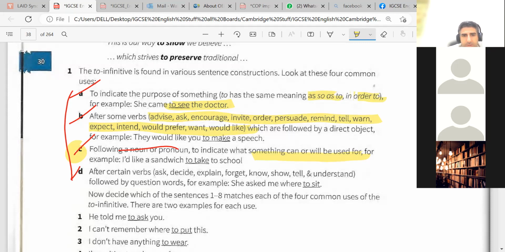Okay, guys. The last one, Jury, please. Can you read it? After certain verbs like ask, decide, explain, forget, followed by a question word. For example, she asked me where to sit. Look, where is the question word, and after it, to sit.